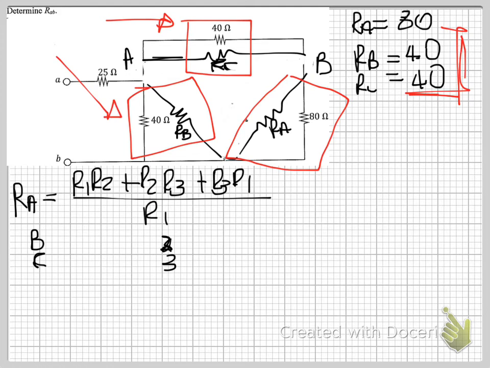And 40 in parallel with 40, as we said, is now 20. So this means that this is 20 and this is 20, right? And the other one, we've got 80 in parallel with 80, giving us 40, right?